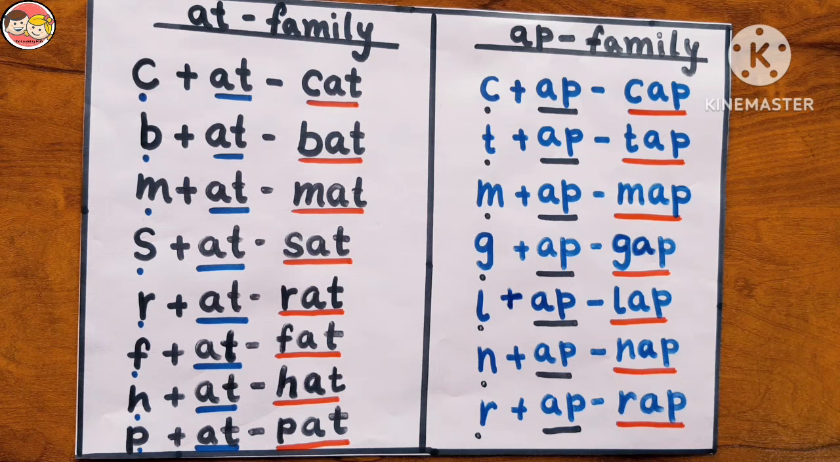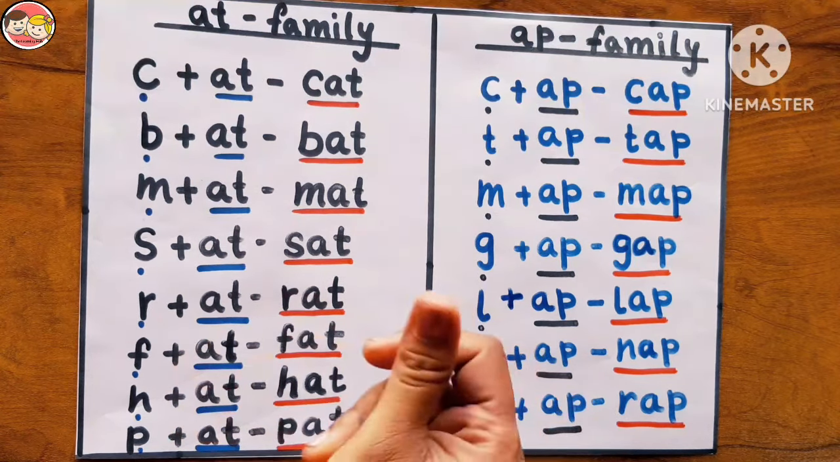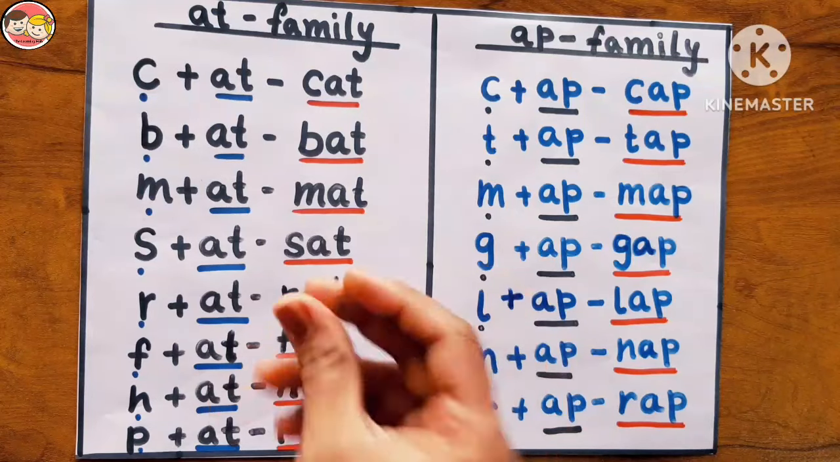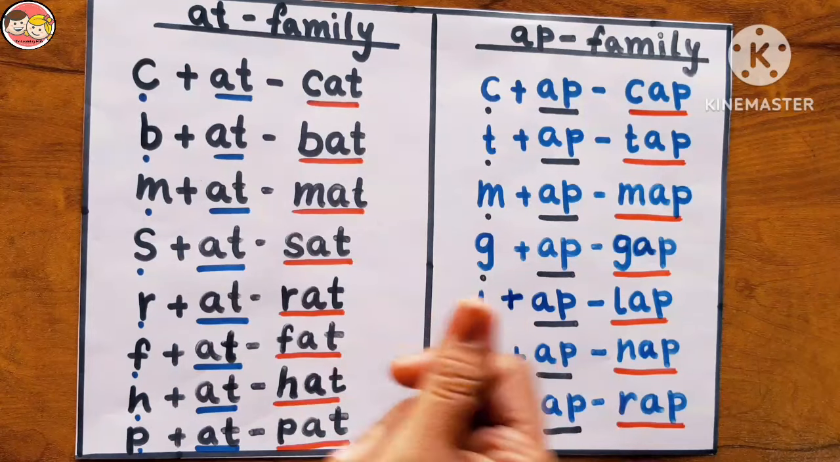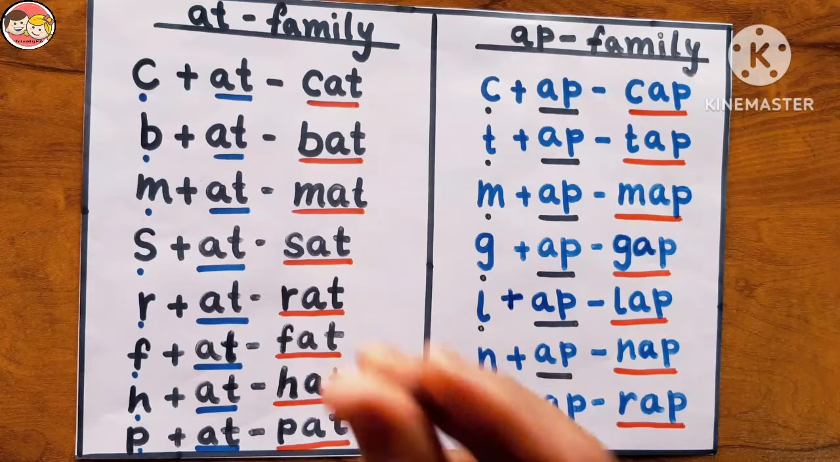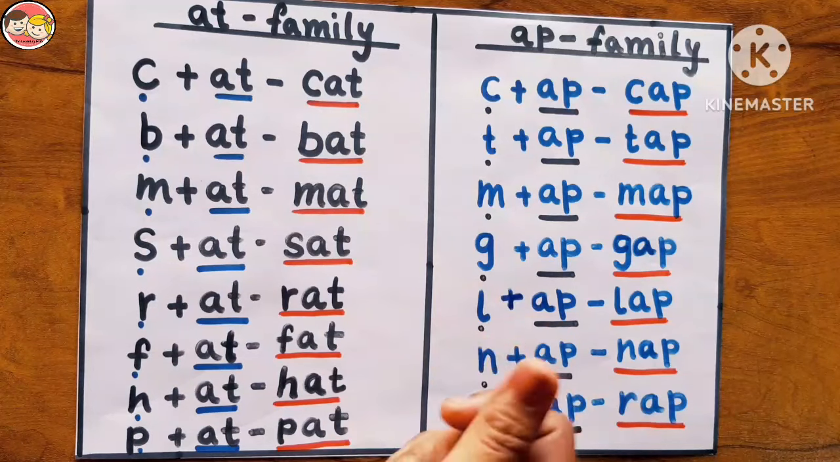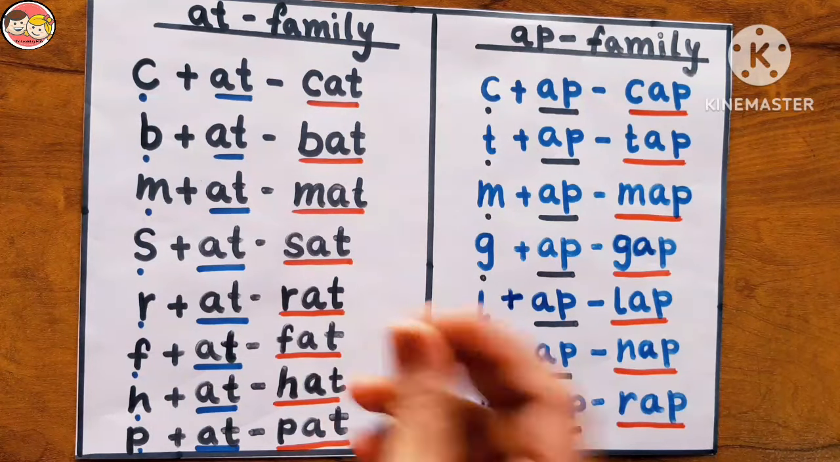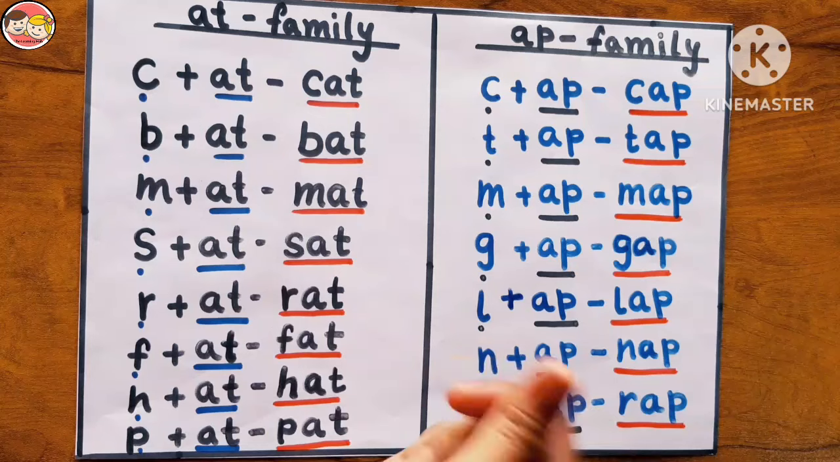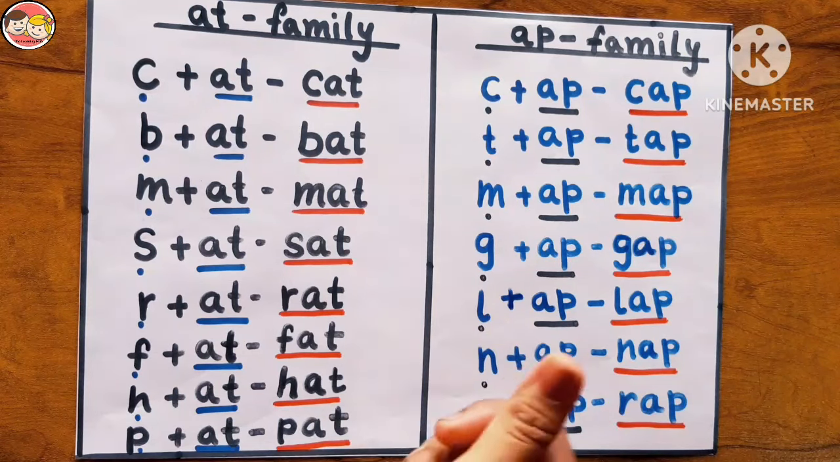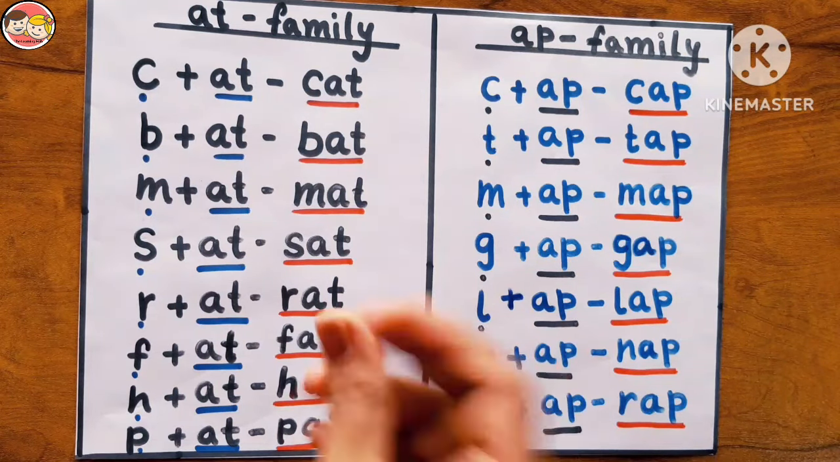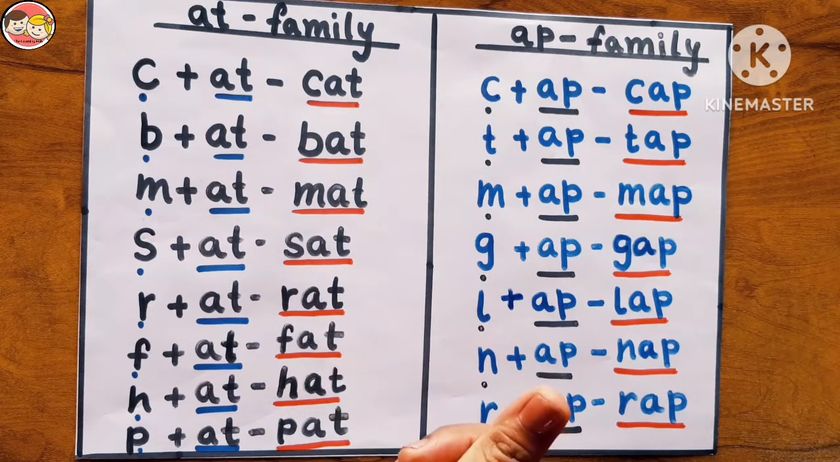So come on children, say aloud. K, at, cat. B, at, bat. M, at, mat. S, at, sat. R, at, rat. F, at, fat. H, at, hat. P, at, pat.